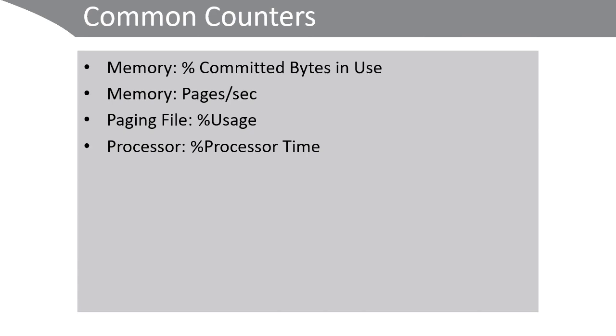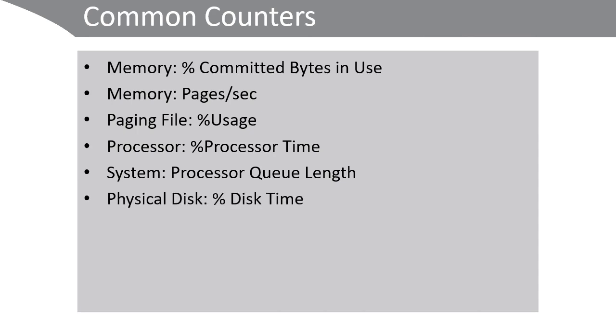But it's important to look at also the system object processor queue length. That's how many things are waiting to be processed by the processor. The longer the queue, the bigger the indication that the processor hasn't got enough capacity to deal with what it's being asked to deal with.